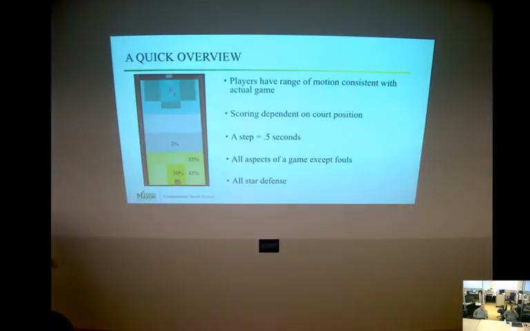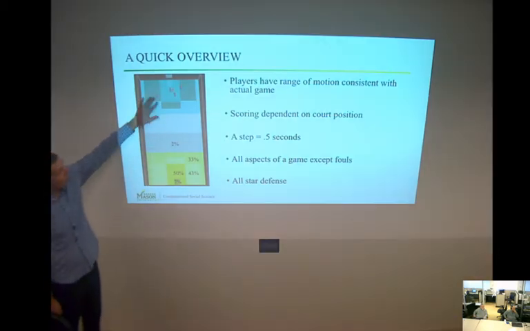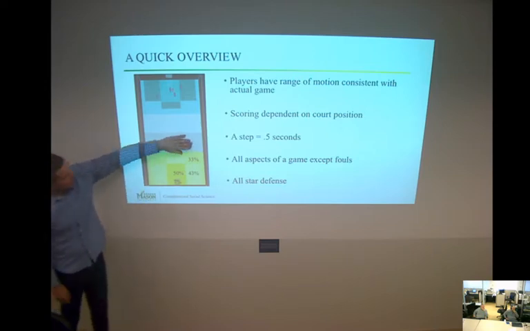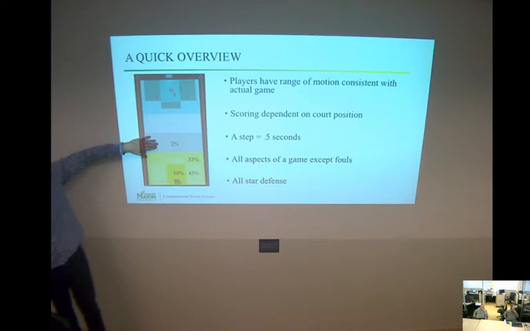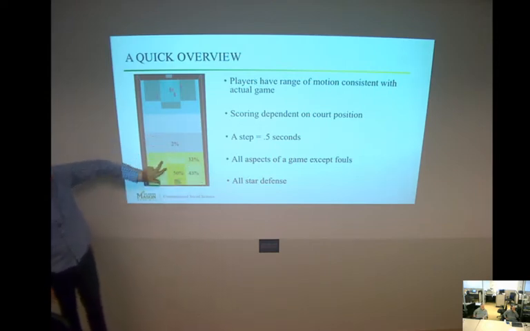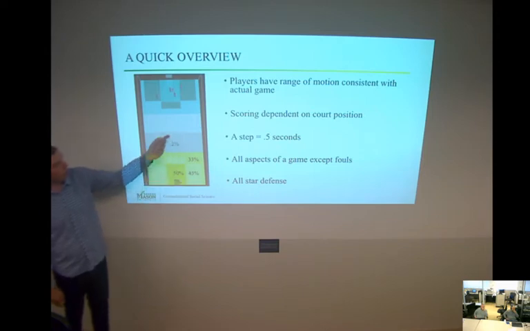So in terms of a quick overview of how the model works, I split the basketball court up into these various areas. If a player takes a shot from here, he has a 2% chance of getting it in. If he takes a three-point shot, he gets a 33% chance of getting it in. If he takes a shot from mid-range, it's 43%. And if he takes it in the key, it's 50%. So that's his probability of getting the ball in.